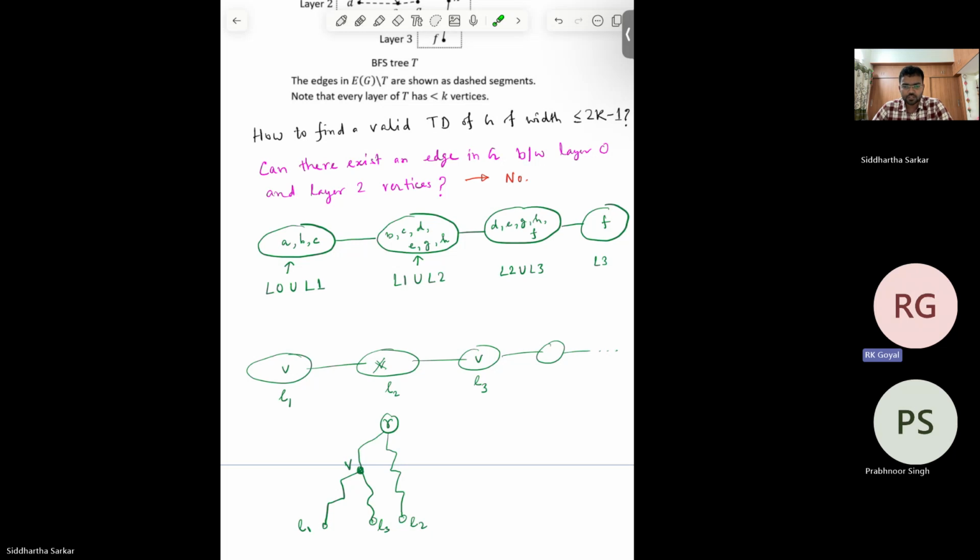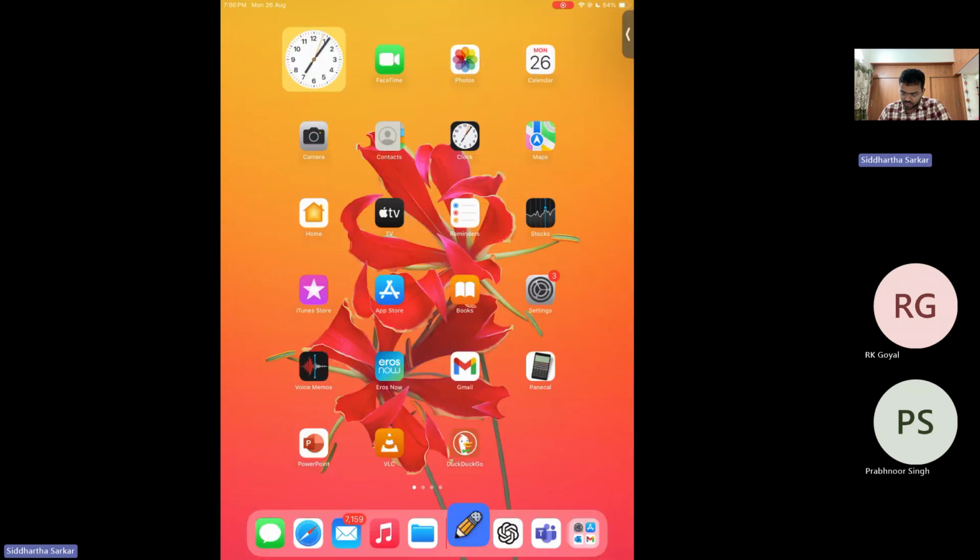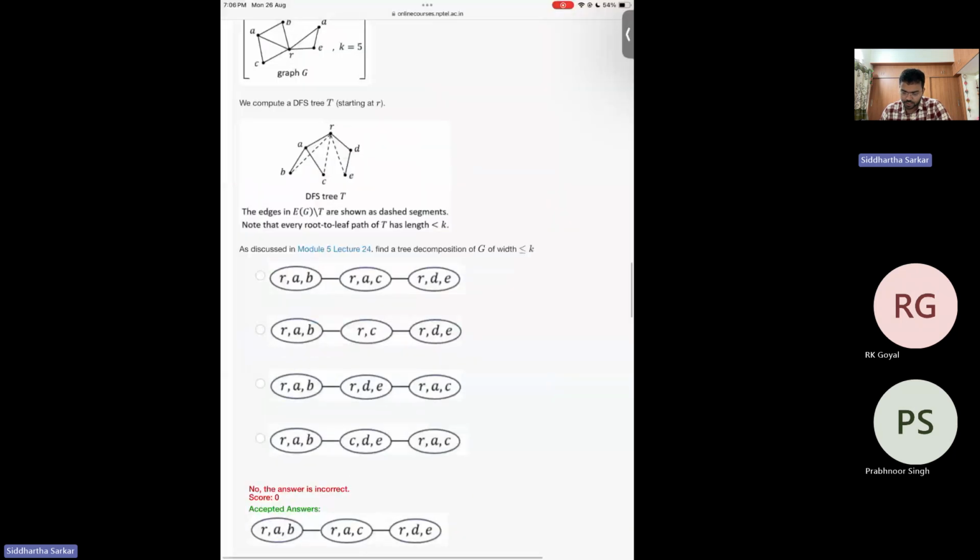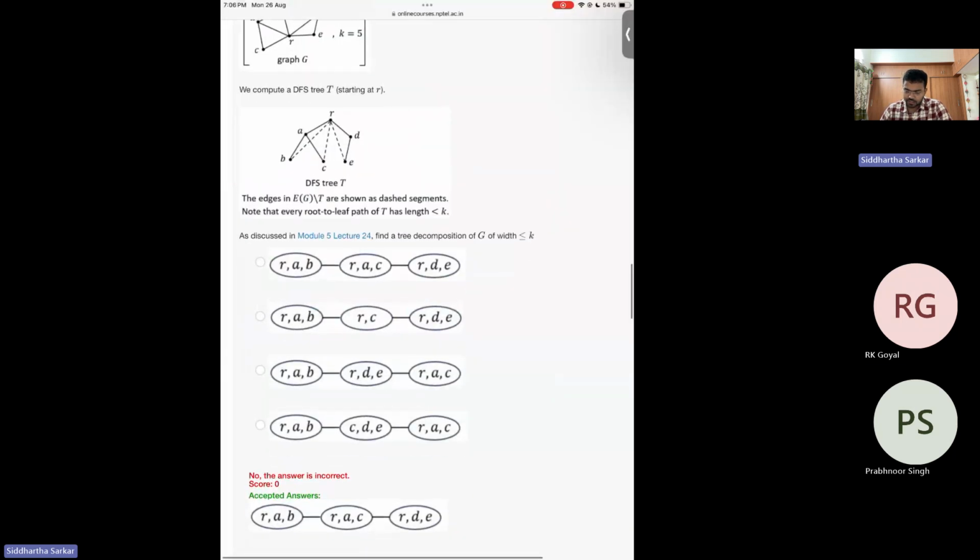So give it a thought for some time. With this rule, what we have seen, it is a valid tree decomposition, and then we'll move to the other questions. So we can take a break here at 7:06.